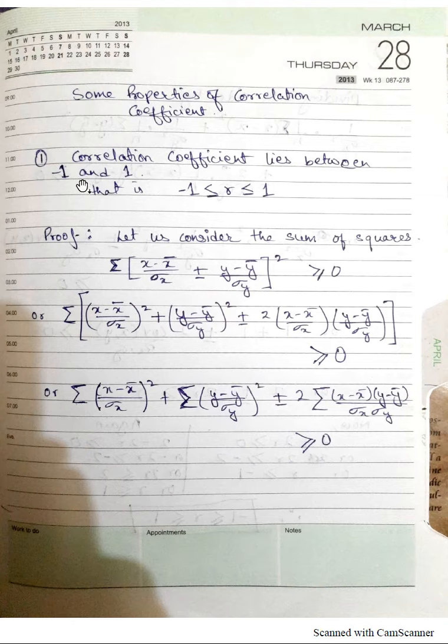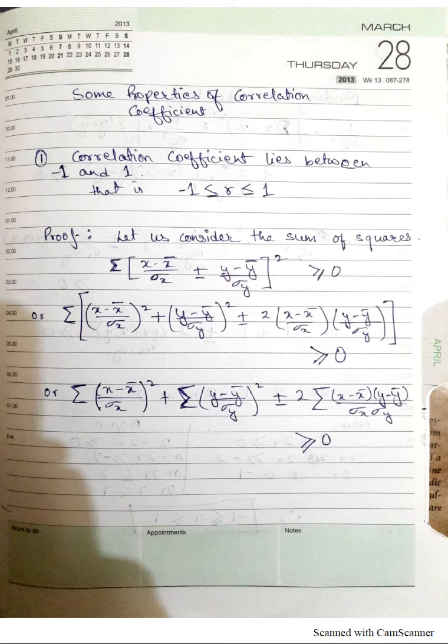The first property is that correlation coefficient lies between -1 and +1. That is, -1 is less than or equal to r is less than or equal to 1, or r is greater than or equal to -1 and less than or equal to 1, where r is the correlation coefficient. So this should have an extra additional benefit for all of us.